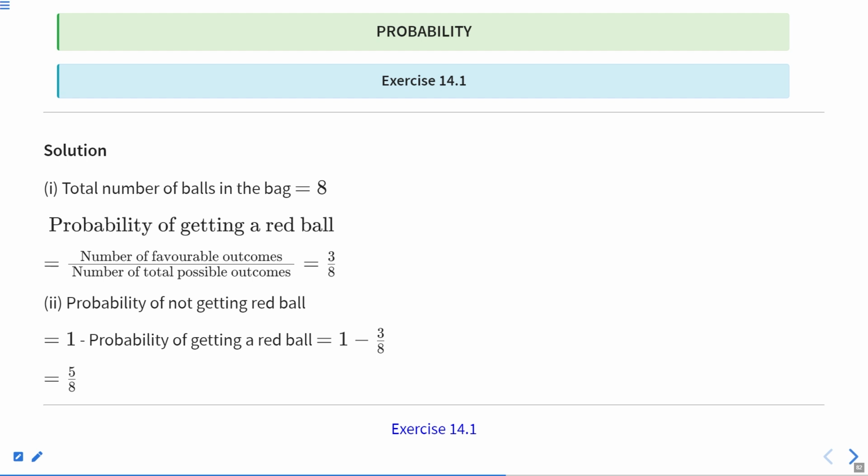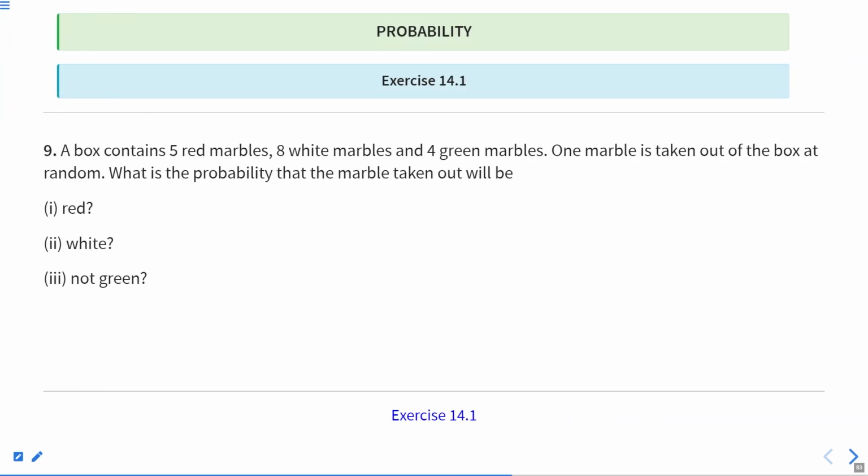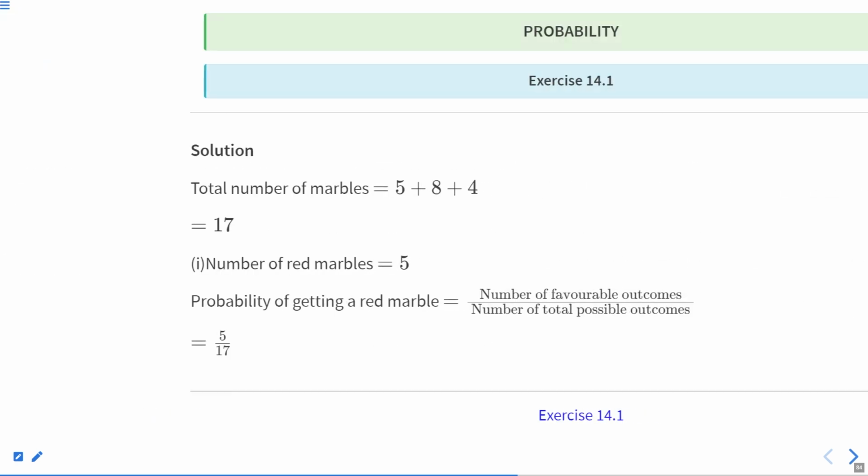And now let us move to the next problem. Here we have a box that contains 5 red marbles, 8 white marbles and 4 green marbles. One marble is taken out of the box at random. What is the probability that the marble taken out will be red, white and not green? So let us solve this problem.